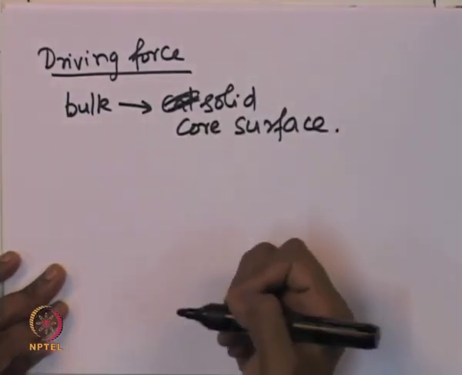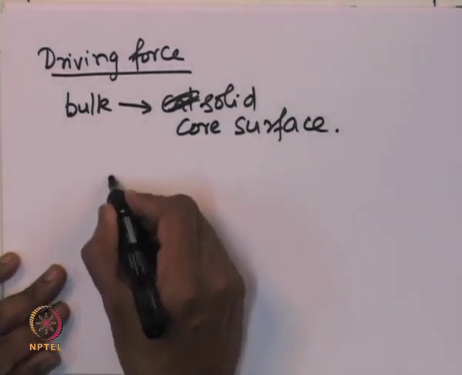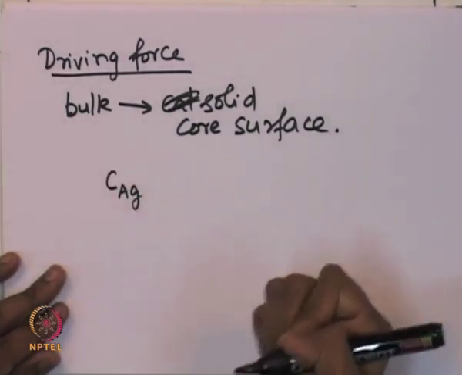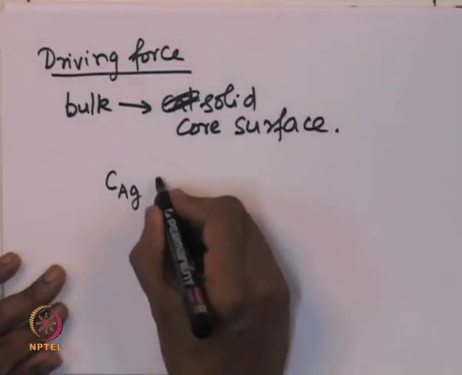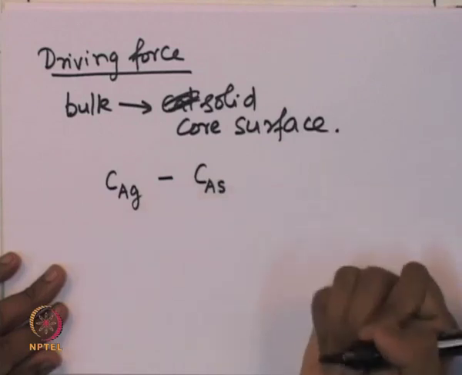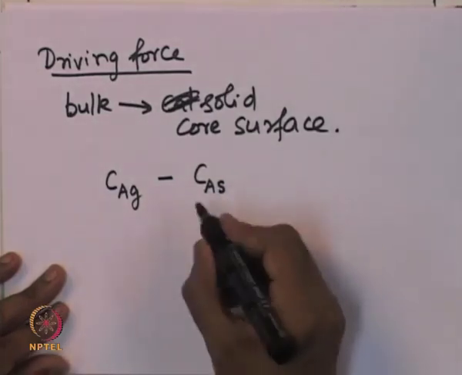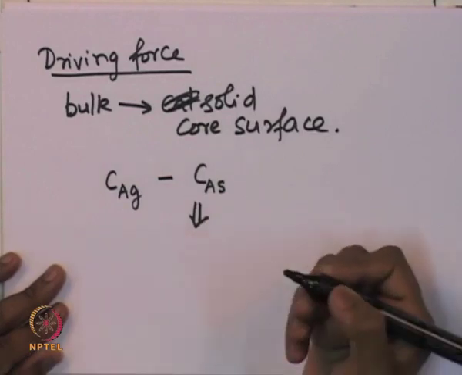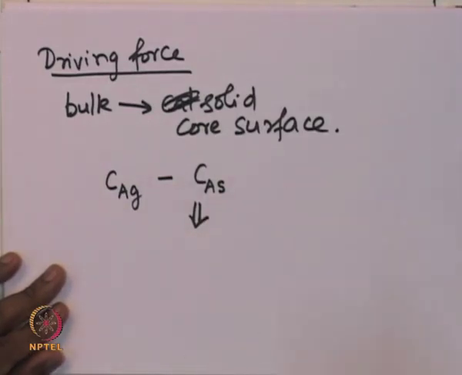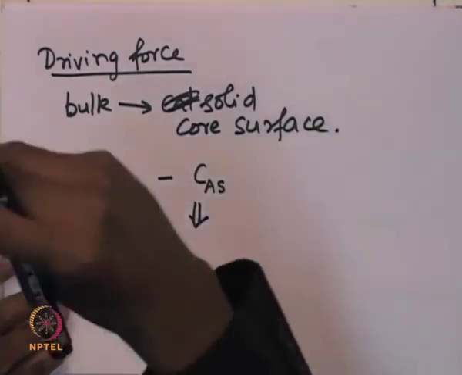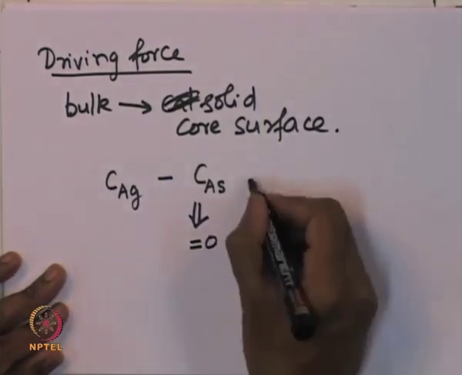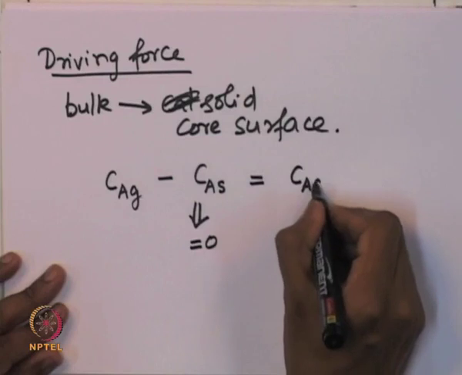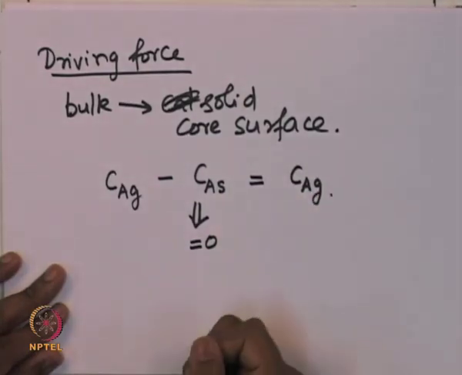of the solid core, not catalyst, will essentially be CAG, the concentration of the species in the bulk gas, minus the concentration of the species at the surface. But because the reaction and the diffusion through the ash layer are faster compared to the diffusion of the species through the gas phase, CAS is expected to be 0. Therefore, the driving force is essentially the concentration of the species in the gas phase itself.